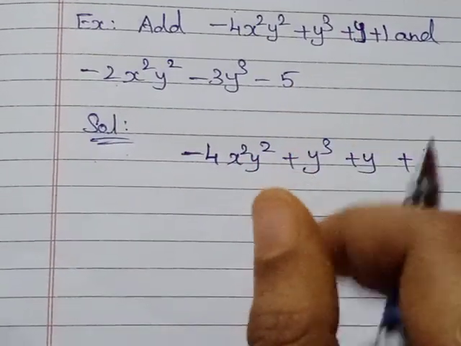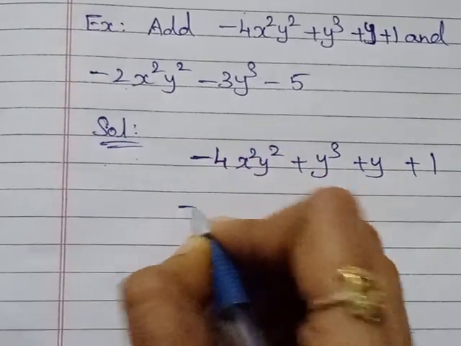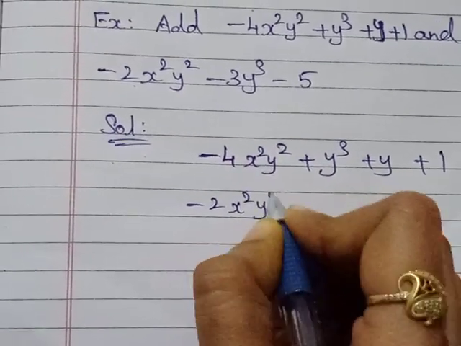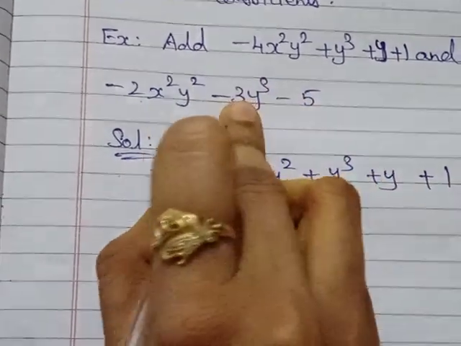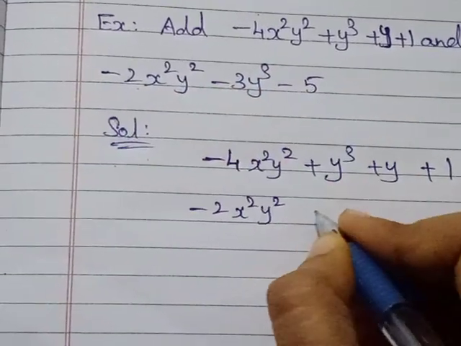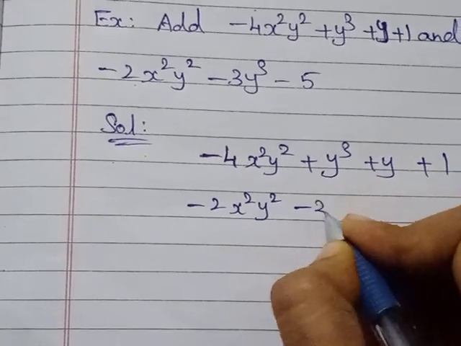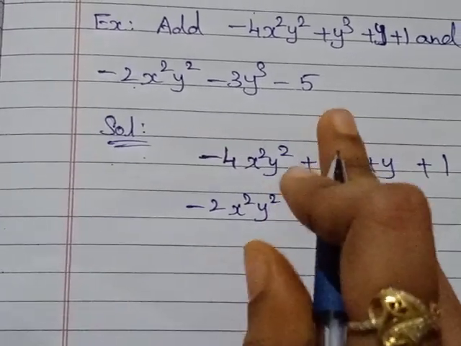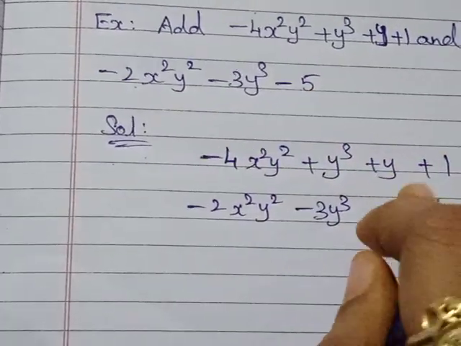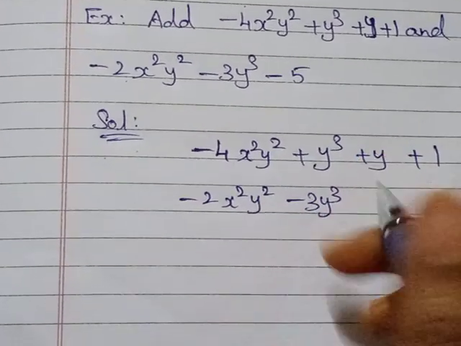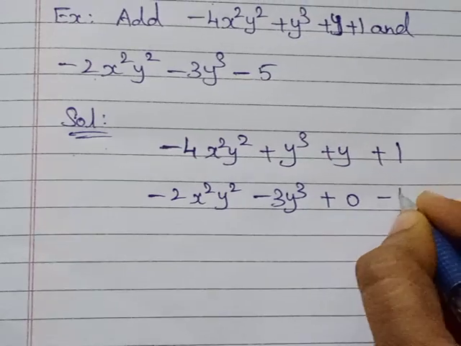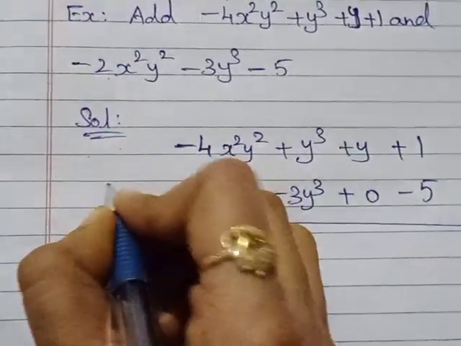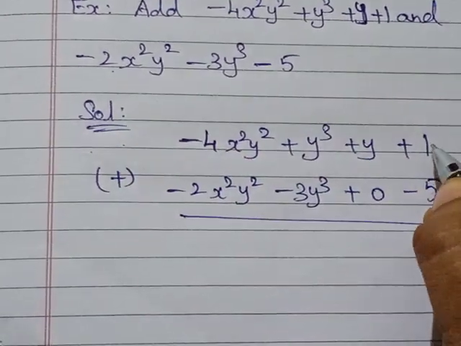Adding the like terms. Negative 2x squared y squared, y cube. In the second expression having y cube value, so 3y cube. The second expression does not have a y value, so plus 0. The constant value is negative 5. Now, you can add the two expressions.